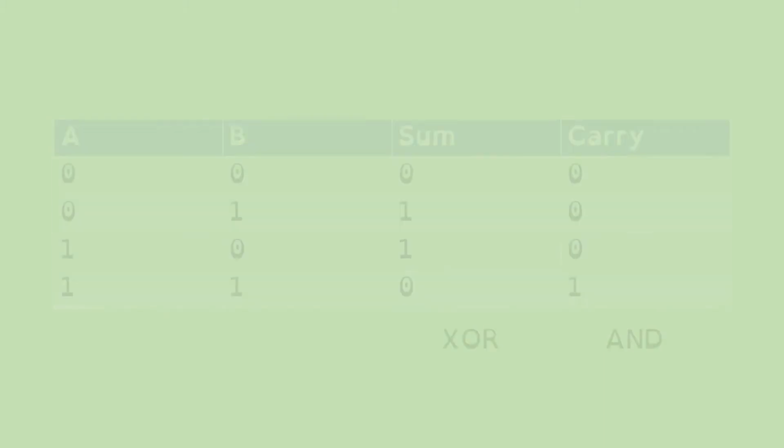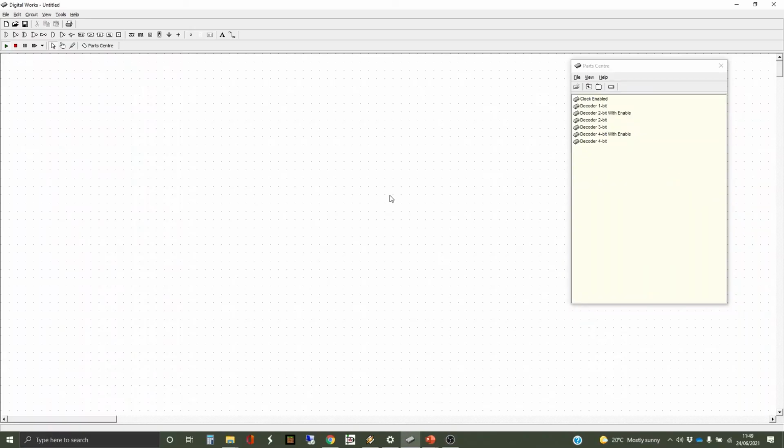Okay, so now we're going to go to Digitalworks software, which is simulation software for digital electronics. It's a free piece of software, and a link to where you can get it is in the description below. I should have said earlier on, actually, the roadmap of where I'm going with this larger suite of videos is also down there in the description below.